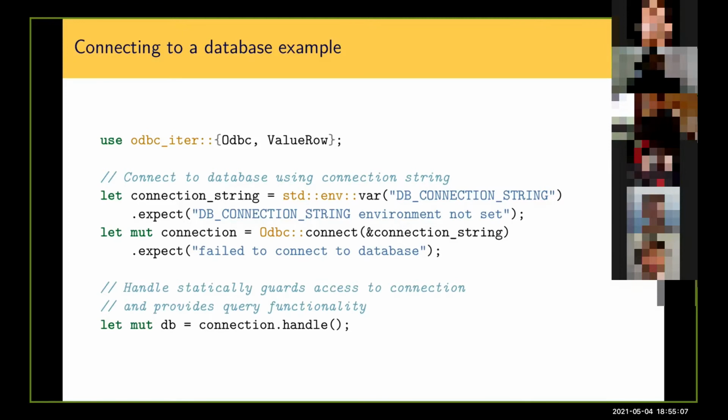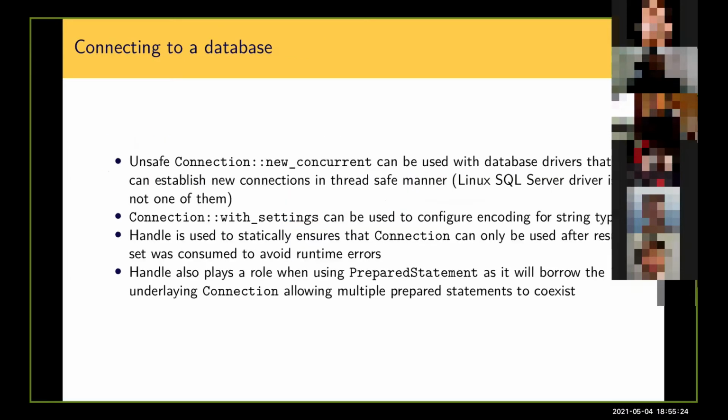Additionally, before you can query, you have to take a handle, and the handle mutably references the connection. It has a use in making sure that the iterator, or the result set that we iterate, is consumed before you can make another query on the connection, to avoid errors.